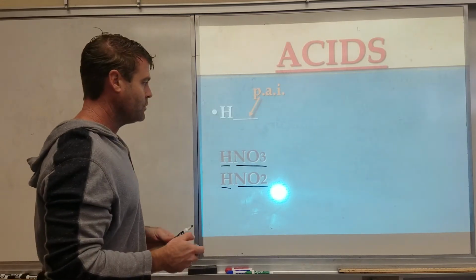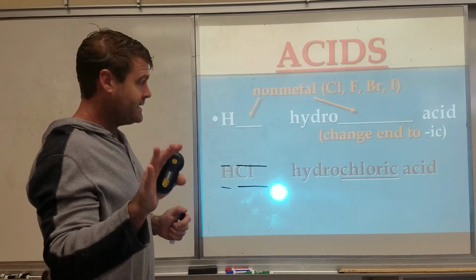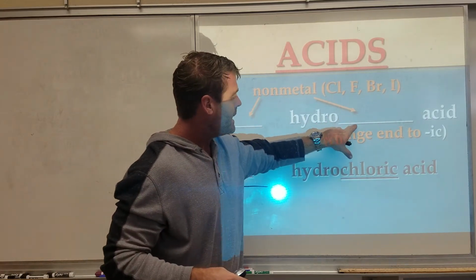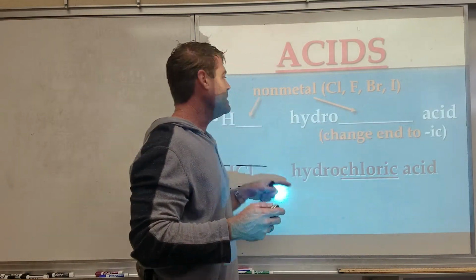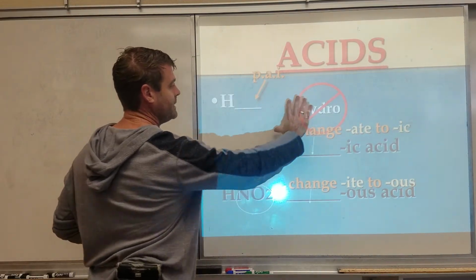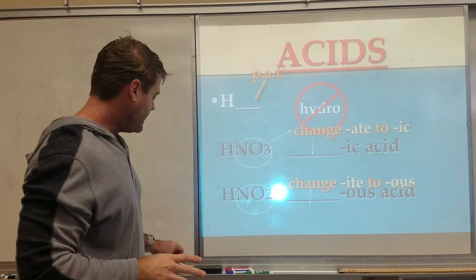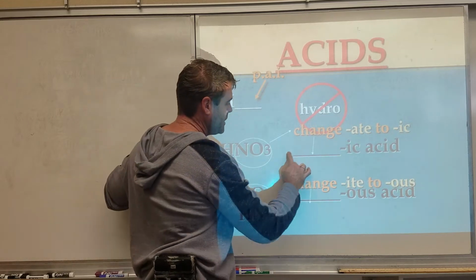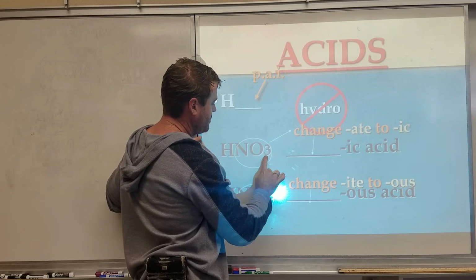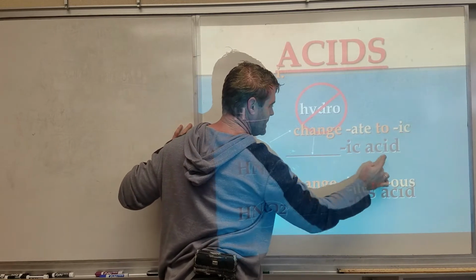So now you're going to apply the rule. Just to remind you, remember when it was with a nonmetal, you did hydro and then changed the ending and added acid. But when it's with a polyatomic ion, you don't use hydro. That's the key thing. Hydro is not used. Here's the rule. You put the polyatomic ion, however you change the end to ic. For example, NO3 is nitrate, so if it ends in ate, you change it to ic and you have acid.